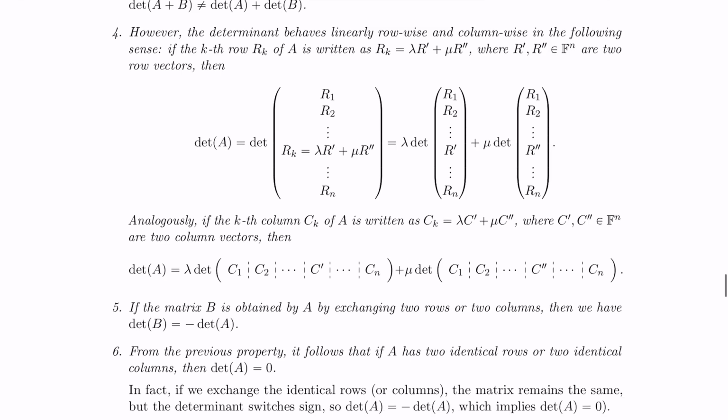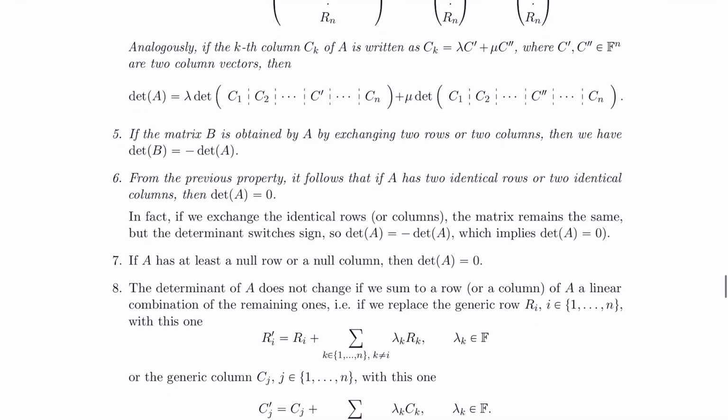Let's now pass to the following property. We have that if the matrix B is obtained from the matrix A by exchanging either two rows or two columns, then the determinant of B is equal to minus the determinant of A.